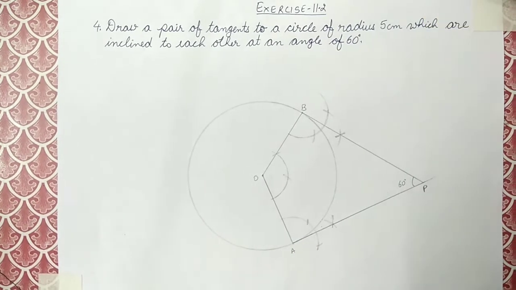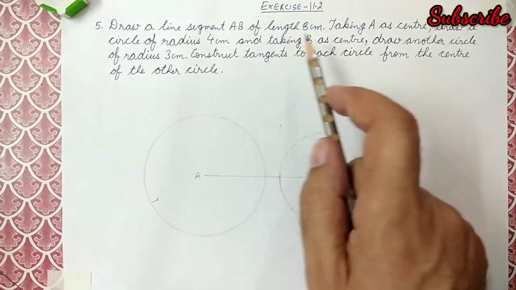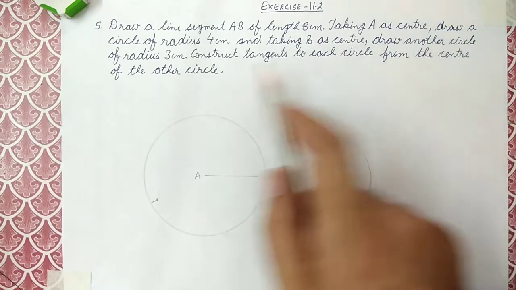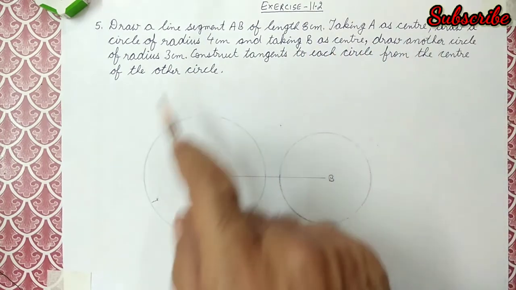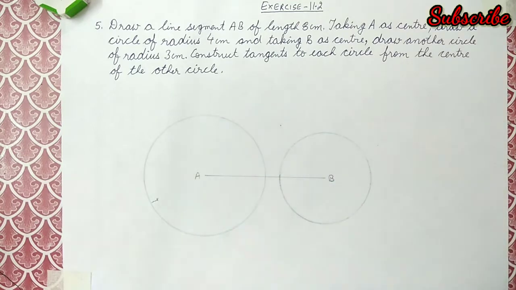Question number 5. Question number 5 is given. Draw a line segment AB of length 8 cm. Taking A as center, draw a circle of radius 4 cm, and taking B as center, draw another circle of radius 3 cm. And then construct tangents to each circle from the center of the other circle.